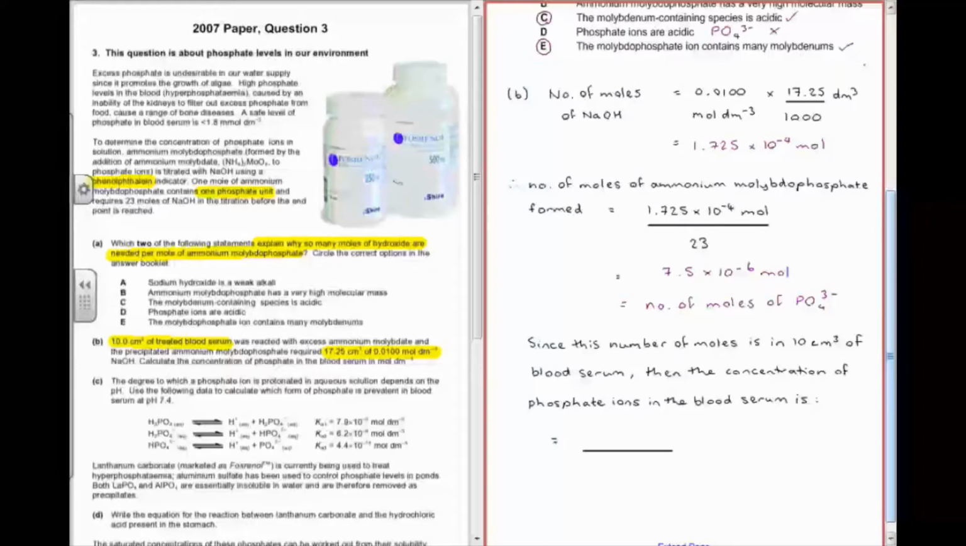Finally then, if we know that there are 7.5 times 10 to the minus 6 moles of phosphate present in 10 centimeters cubed of the blood serum, we can calculate that the concentration of phosphate in the blood serum is the number of moles, 7.5 times 10 to the minus 6, divided by the volume of 10 centimeters cubed, but given in decimeters cubed, which gives us a final concentration of phosphate ions of 7.5 times 10 to the minus 4 moles per decimeter cubed.